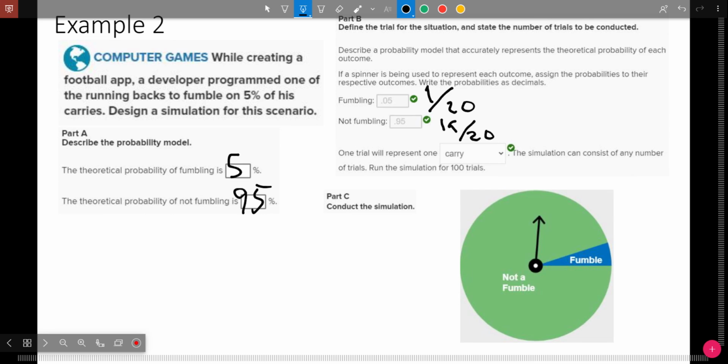And I made the spinner there, and the spinner is a good way to go. You could also have done chips, or maybe just write numbers on pieces of paper: 20 pieces of paper, 19 of them are not a fumble, one of them is a fumble, and just draw out of a hat. I mean, there'd be all kinds of different ways. You're just going to have to explain how you would design a simulation.